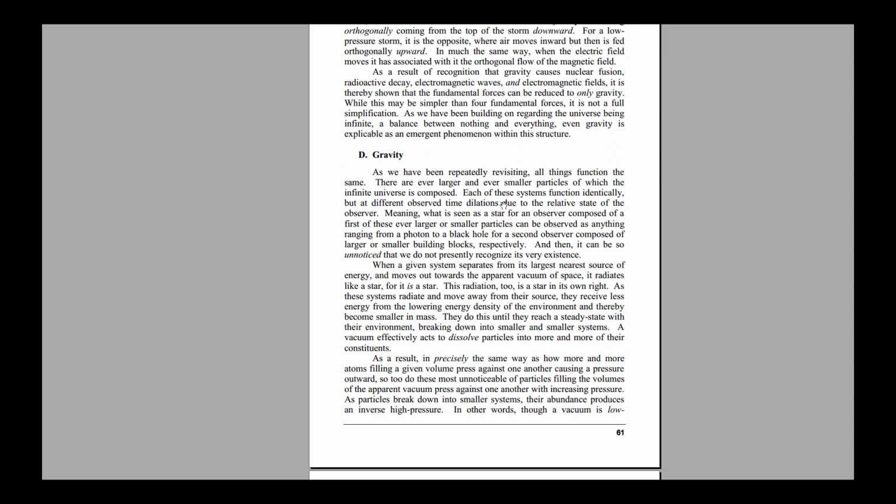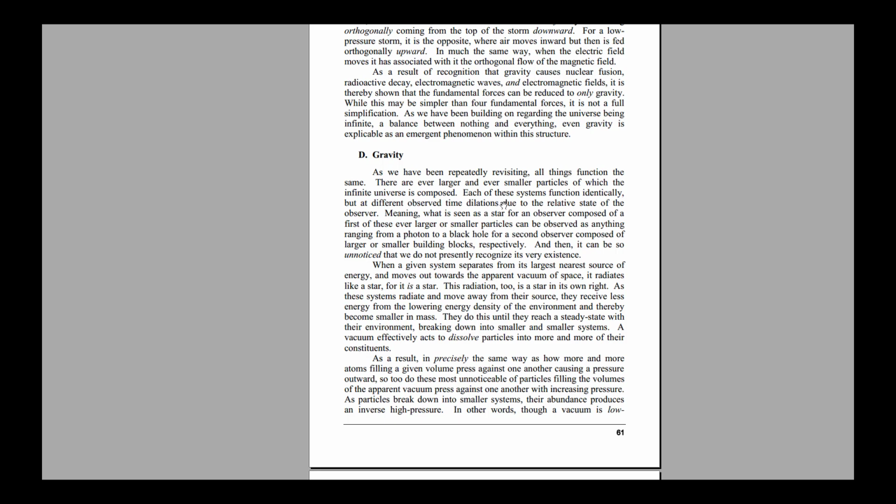Section D, Gravity. As we have been repeatedly revisiting, all things function the same. There are ever larger and ever smaller particles of which the infinite universe is composed. Each of these systems function identically, but at different observed time dilations due to the relative state of the observer, meaning what is seen as a star for an observer composed of a first of these ever larger or smaller particles can be observed as anything ranging from a photon to a black hole for a second observer composed of a smaller or larger building block. And then it can be so unnoticed that we do not presently recognize its very existence.